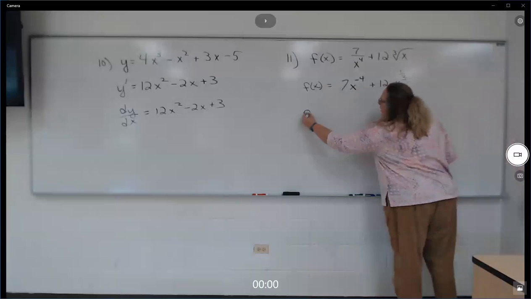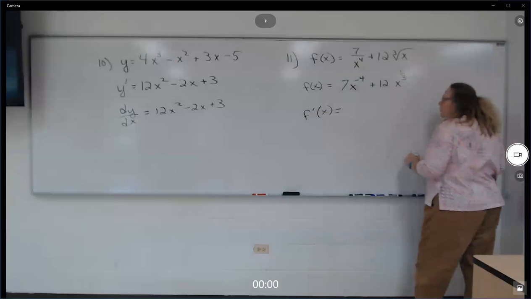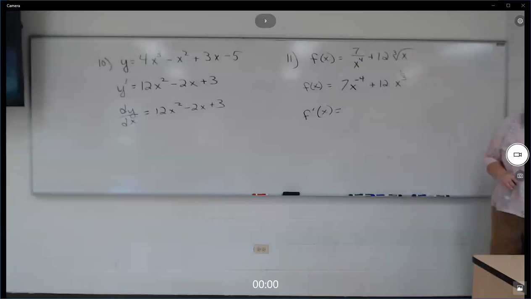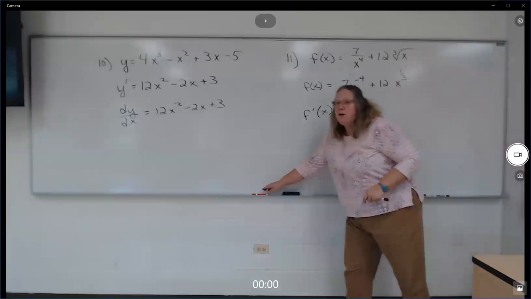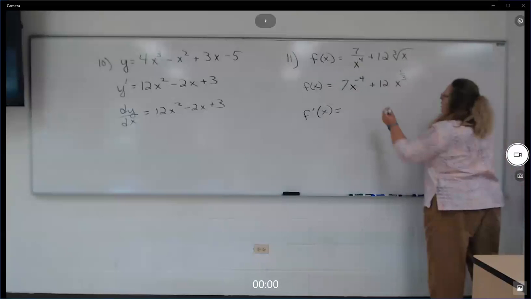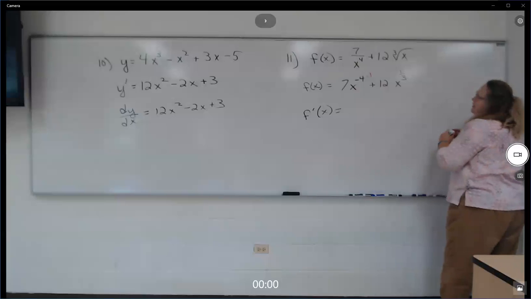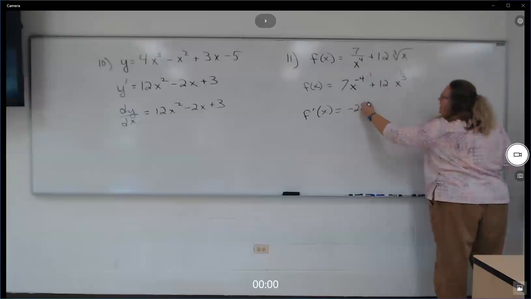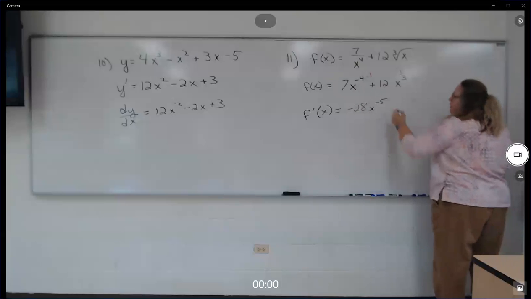And then we can actually take the derivative, roll it down, subtract 1. So just be careful here with that negative. When you subtract 1, it goes to -5. So roll it down. 7 times the -4, -28, and then subtract 1 actually takes you to -5.